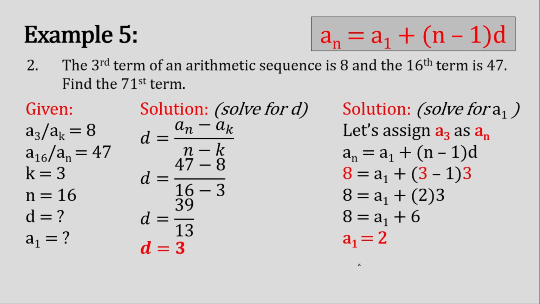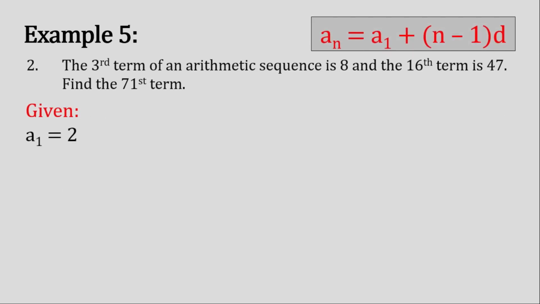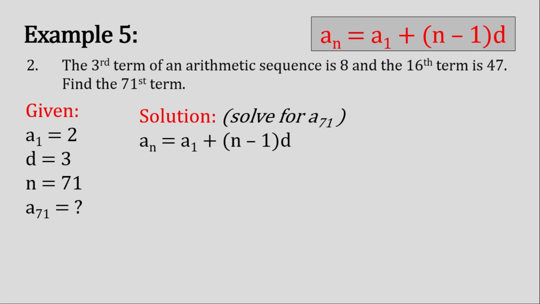But these are not what is asked in the question. We are asked to find the 71st term. So let's go on with having this formula with us. Again, we have this given: a sub 1 is 2, d is 3, which we computed a while ago. And our n is 71, and a sub 71 is unknown. So for the solution, let's copy the formula, substitute all the values, then simplify what's inside the parentheses.